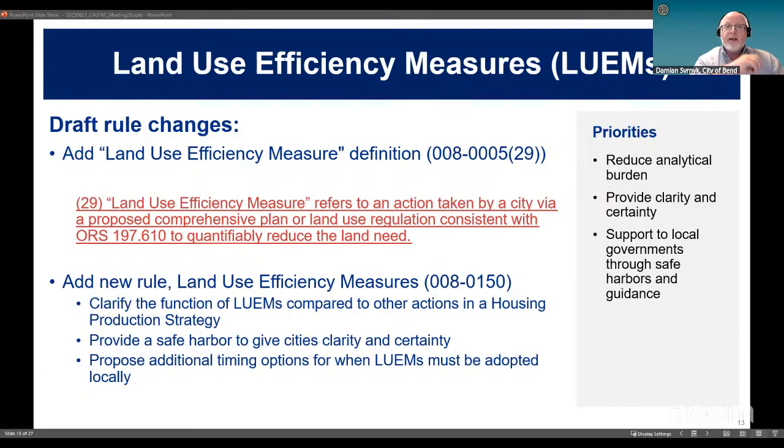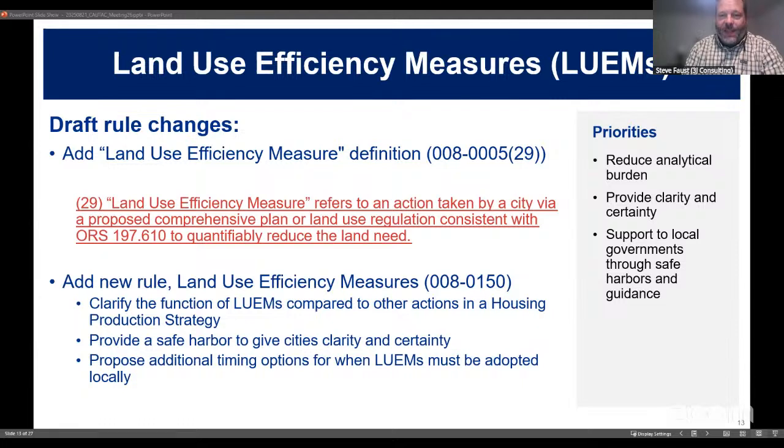Thanks, Dave. I may not be so quick, but I'll try to be as quick as possible. So on the new definition of land use efficiency measure, I think I have a three-part question. One is the use of the term action, if that is intended to refer to the new definition for action that's in 008-0052, which I think it does, but just wanted to confirm that. Second is the proposed language of consistent with ORS 197.610. And my question is if that citation is too limiting, it needs to be expanded to recognize those efficiency measures that may be adopted as part of a decision on an urban growth boundary amendment that would be submitted under 197.626. So those are my questions. Thank you.